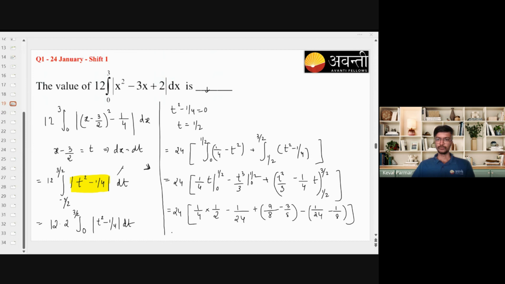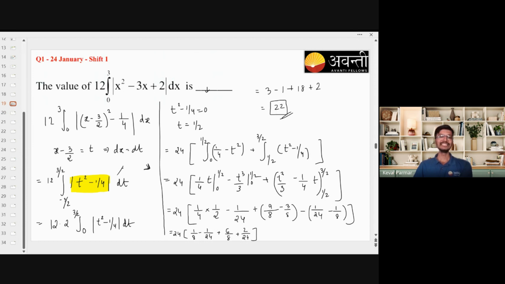So we can simplify it, right? So 24 into 1 by 8 minus 1 by 24 plus 9 minus 3, 6 by 8 minus 1 minus 3 minus 2. So plus 2 by 24, I think. Right? If we open the brackets, we'll get 8 3s are 24 minus 1 plus 18 plus 2. So I think that is 2 plus 2, 4, 22. So our answer is 22.